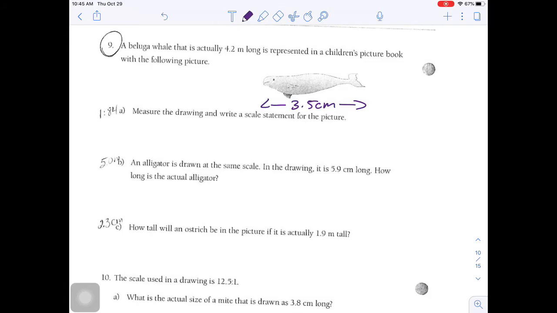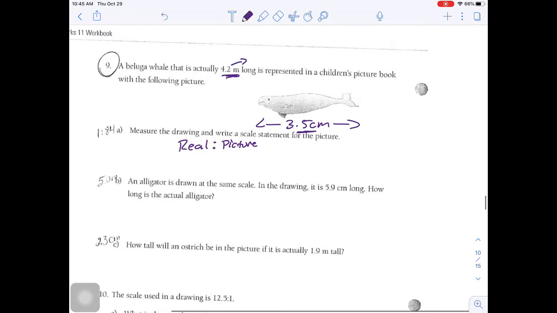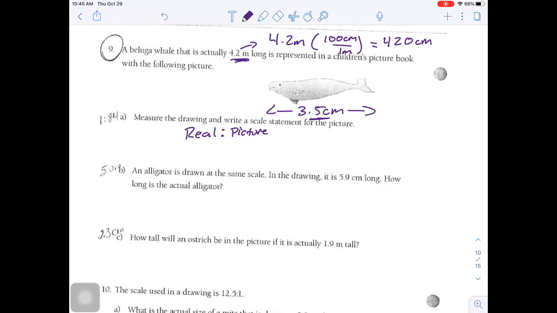In real life, you'd probably use a ruler pretty easily there. But now we have something. So I'm gonna do real life on this side and picture on this side. And remember, I need them to have the same units. So I'm gonna convert 4.2 meters to centimeters. So 4.2 meters times 100 centimeters, and there's 1 meter in every 100 centimeters, and that gives me 420 centimeters. Okay, so now I can plug these in, and again, the useful part about this is now we don't have to worry about our units because they kind of cancel out.